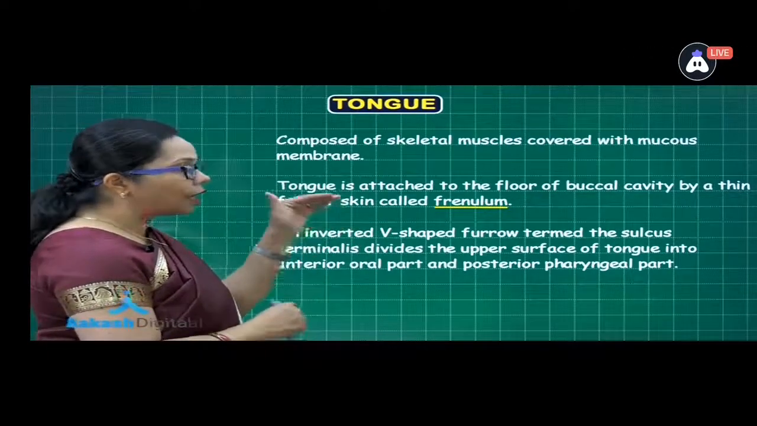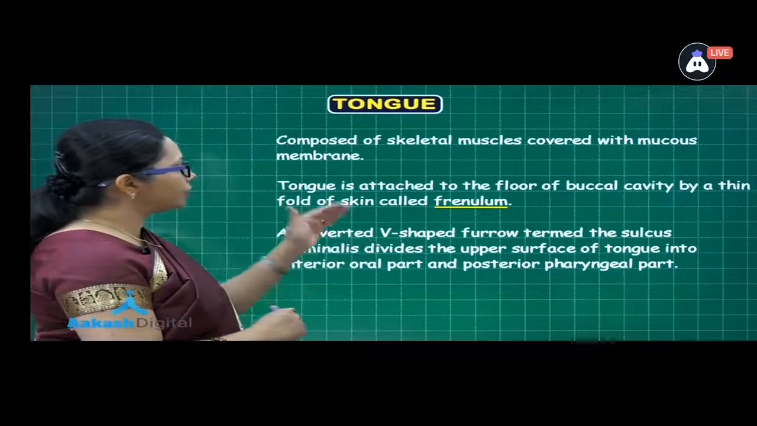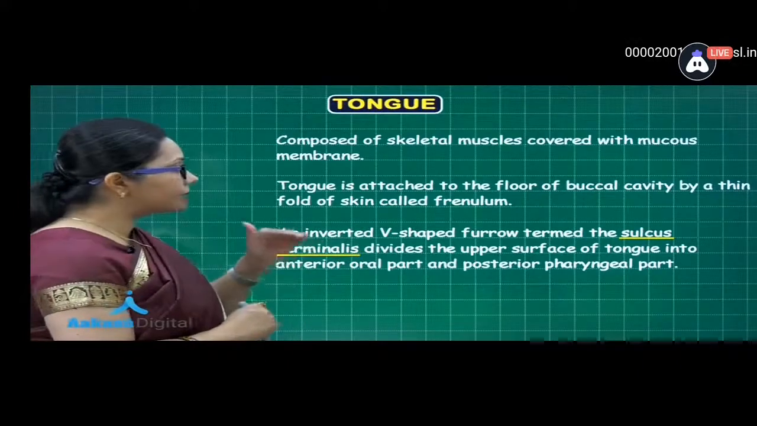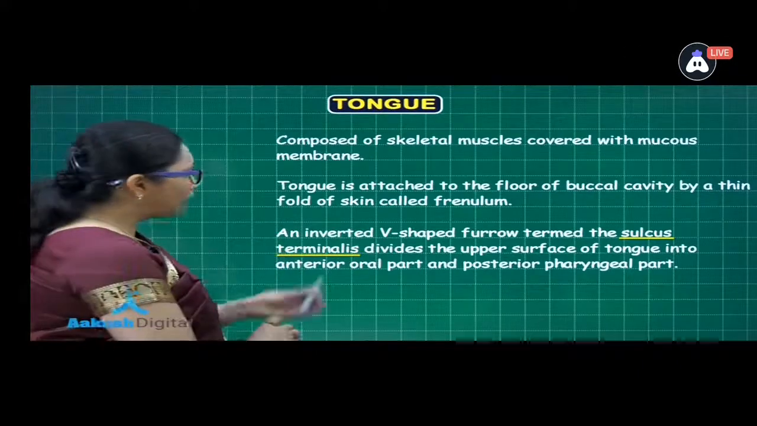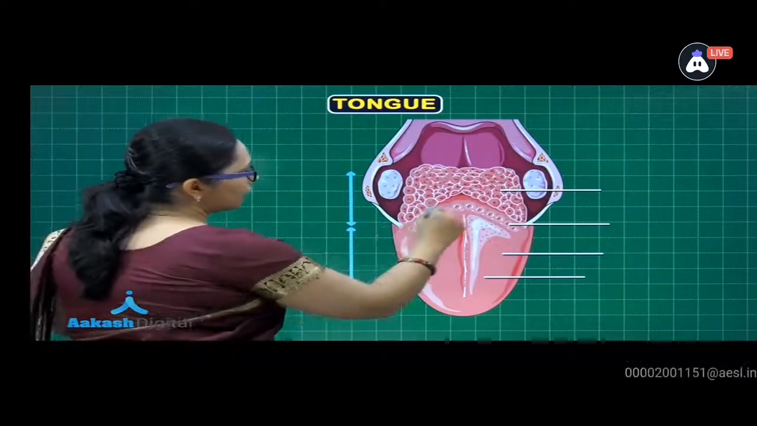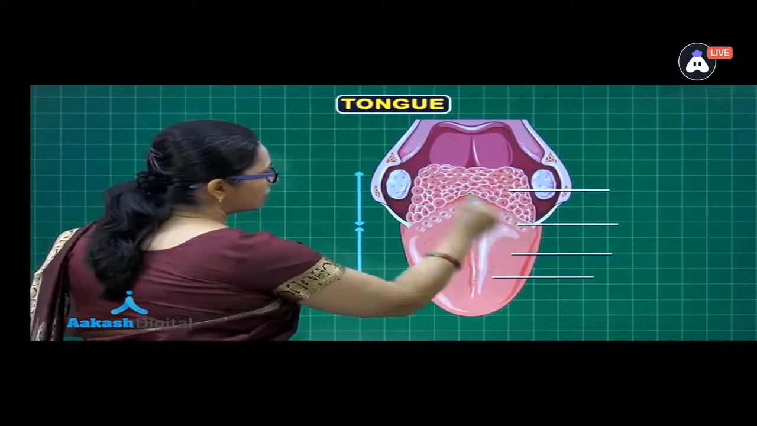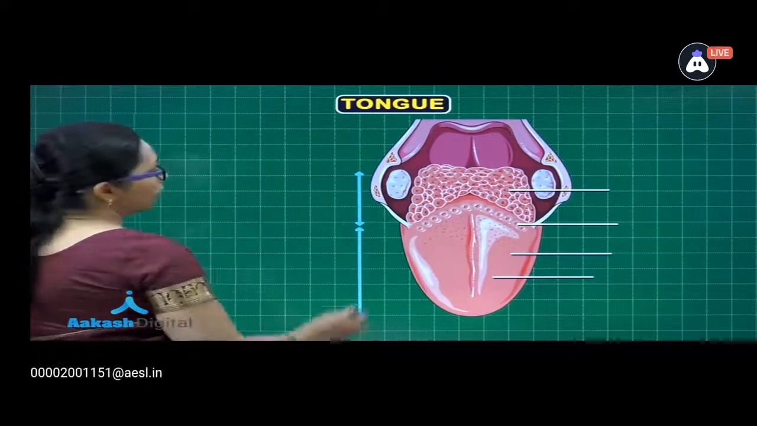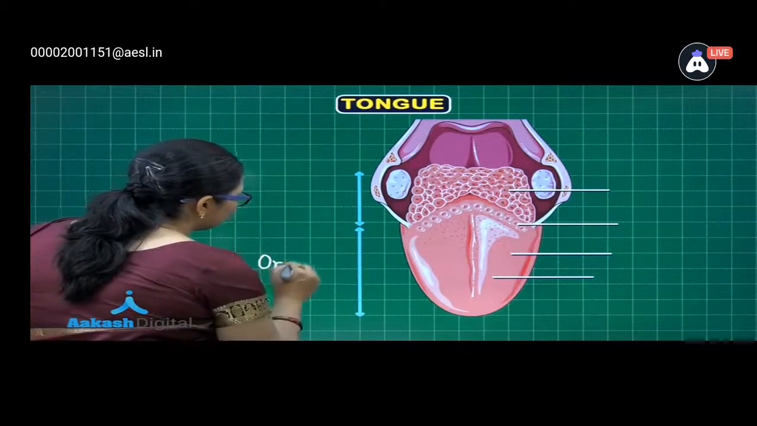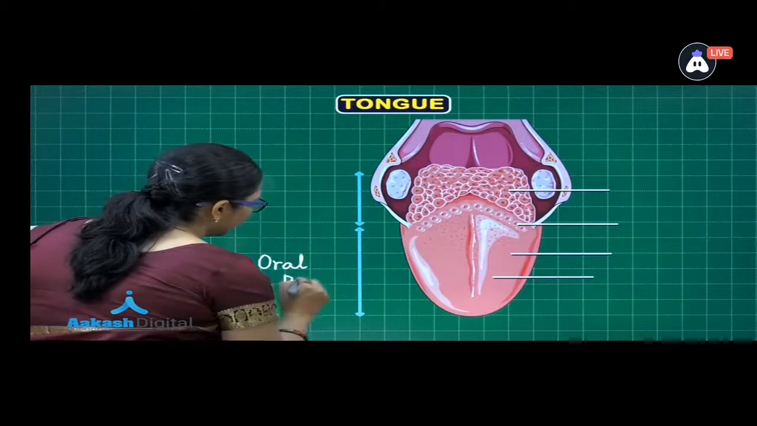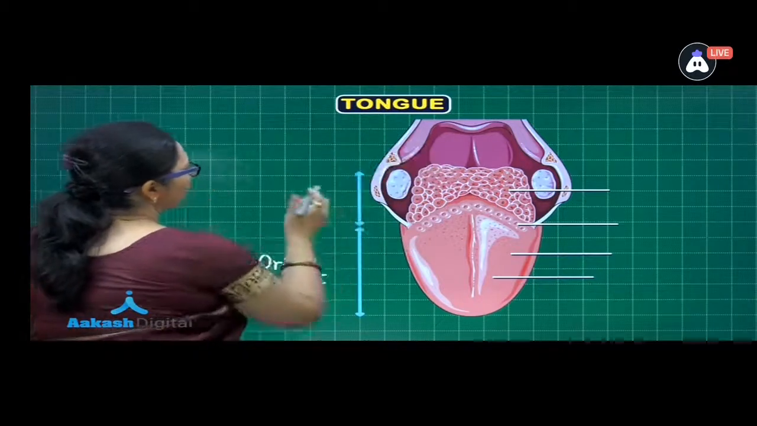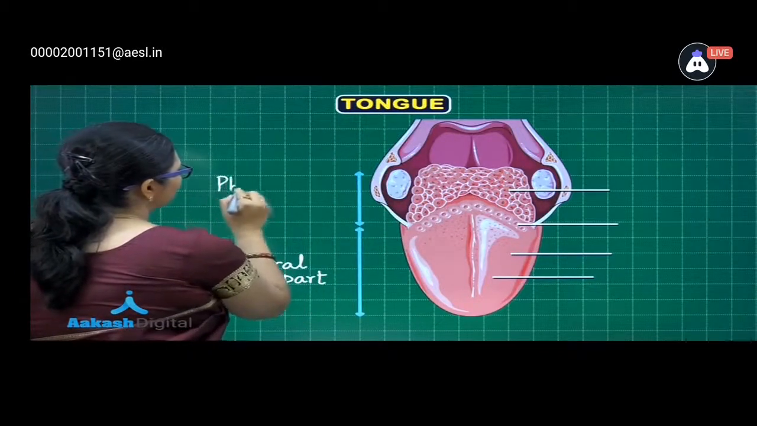Now if we see the upper surface of the tongue, we will find that there is an inverted V-shaped furrow which is called the sulcus terminalis, and it is dividing the tongue into two parts, and let us mark them here. This inverted V-shaped structure that you see here is the sulcus terminalis, and the part on the anterior side is the oral part of the tongue, and the part which is behind is the pharyngeal part.